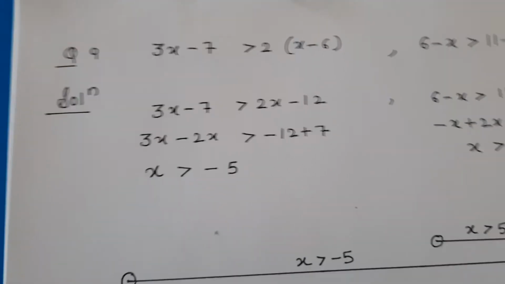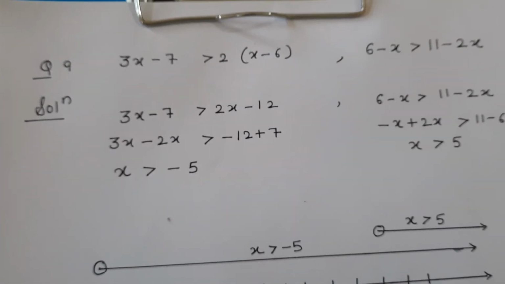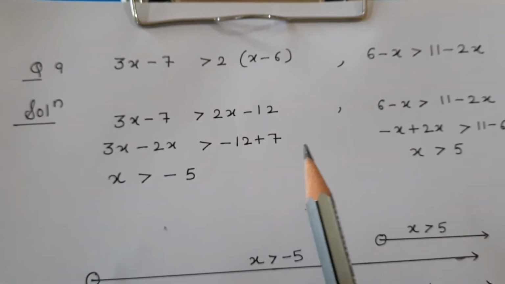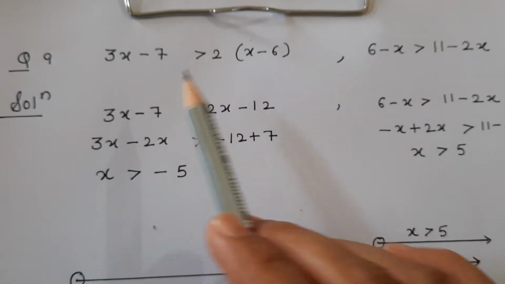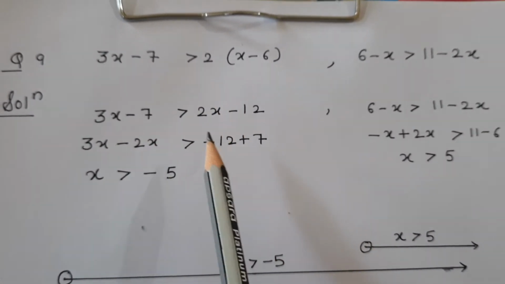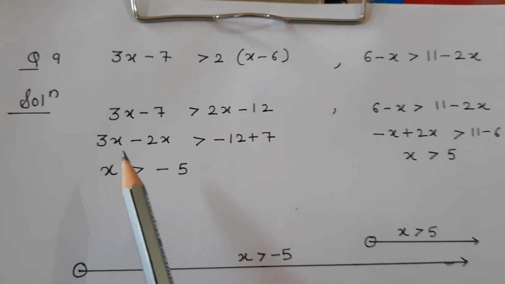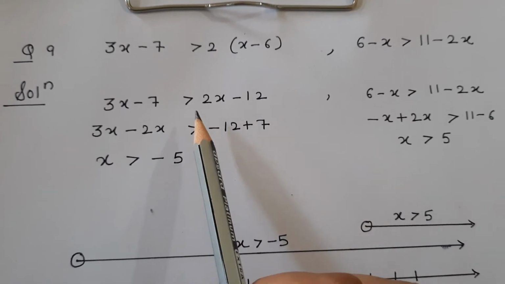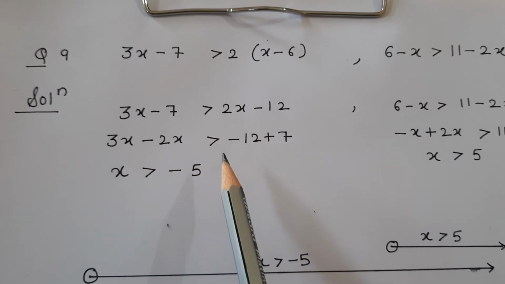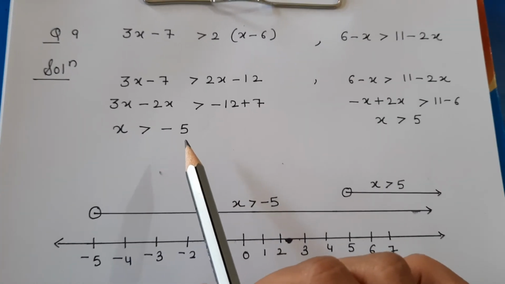Question number 9. Solve the inequalities, then find the common solution and then plot the common solution on the number line. You have two inequalities. The first inequality is 3x minus 7 greater than 2x minus 12. Right? Now shift the terms of x to one side and constants to the other side. So you will have 3x minus 2x is greater than minus 12 plus 7. That means x is greater than minus 5.